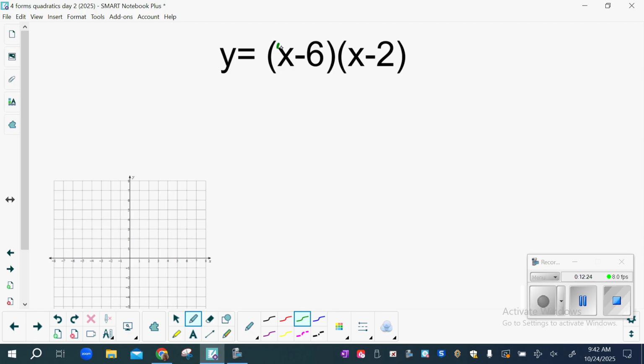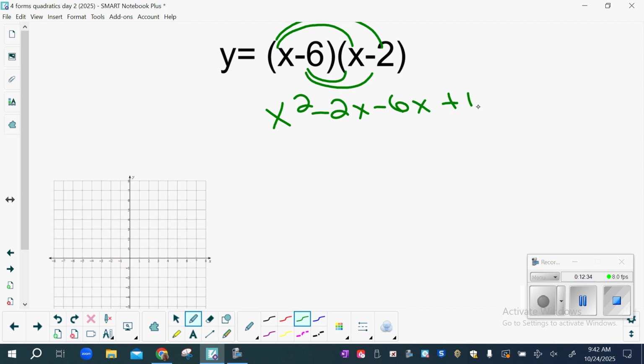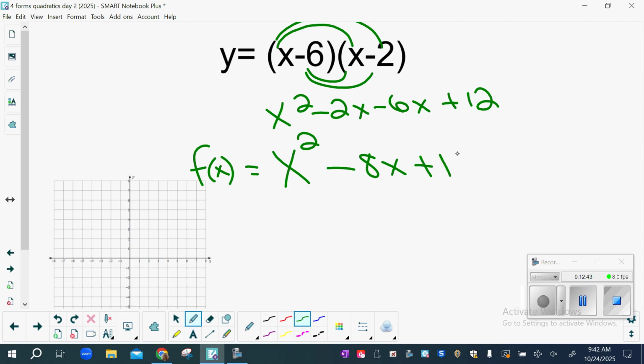So let's do this. Are we ready? Boom. -2x, -6x, +12. Standard form: f(x) = x² - 8x + 12.